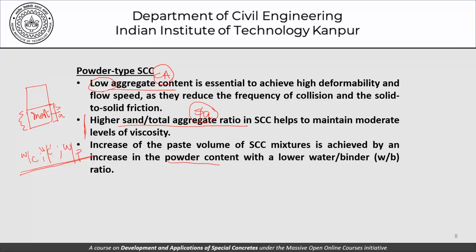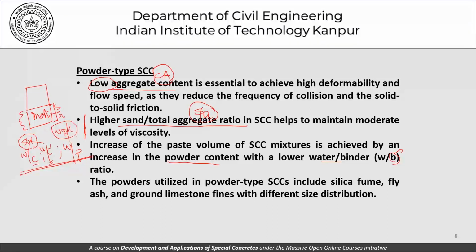I've already explained to you that water-cement ratio and water-cementitious material ratio really refers to the contribution or understanding from the point of view of strength, whereas water to powder ratio is more important from the point of view of workability or the viscosity of the concrete that we are talking about. And of course, what's written here is with a lower water to binder ratio. The word binder here refers to cementitious materials.